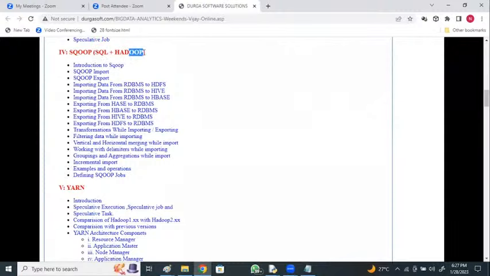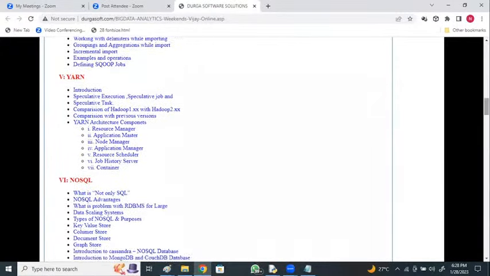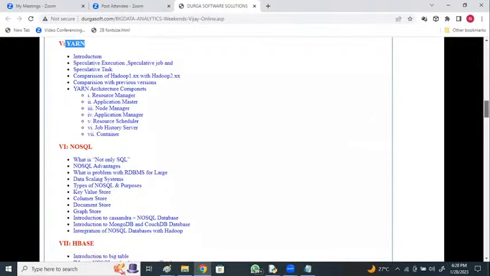Import or export operations: how to pull data from different databases, process it, and after processing, take the data back to databases. Import and export operations are not for processing, just for importing and exporting data, right? And filtering, transforming, all this. Then YARN, Yet Another Resource Negotiator. From Hadoop 2 version onwards, we got many architectural changes.